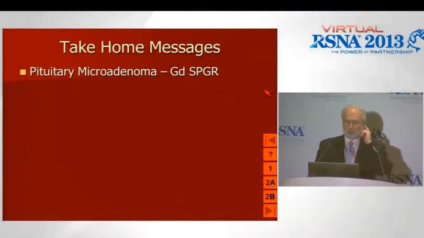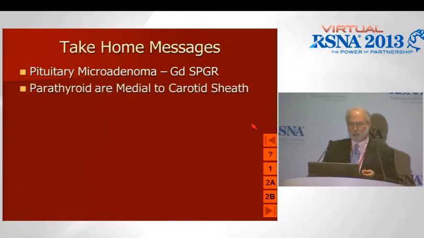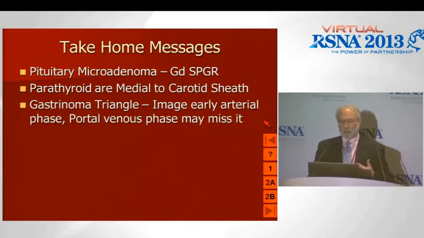So some of the take-home messages: if you're looking for a pituitary microadenoma, it appears to be true that the three-dimensional gradient echo sequences, SPGR with gadolinium, are actually better than doing the dynamic images of the pituitary. Almost all parathyroid adenomas are going to be found medial to the carotid sheath. So if you're looking at the neck for a parathyroid-producing tumor, you want to make sure you scan all the way down or image all the way down into the mediastinum, but they're almost always going to be medial to the carotid sheath.